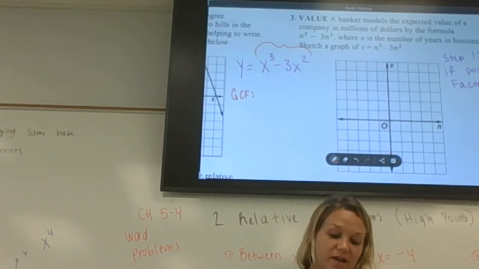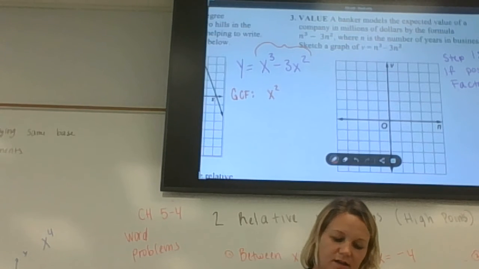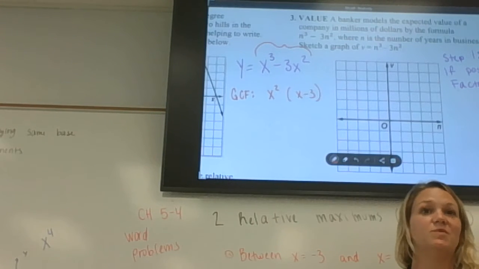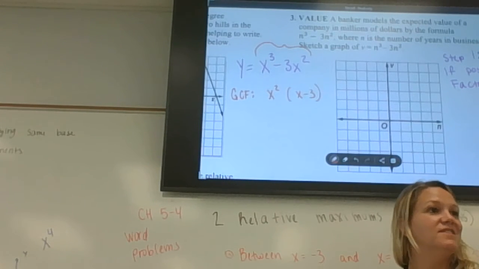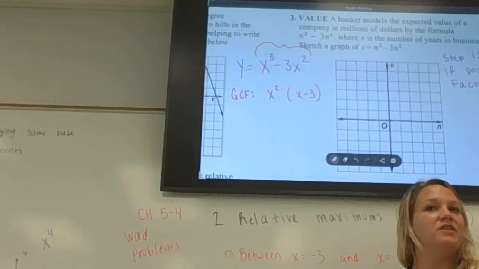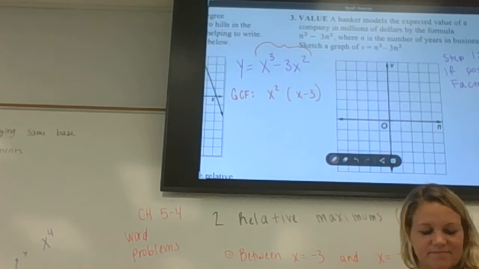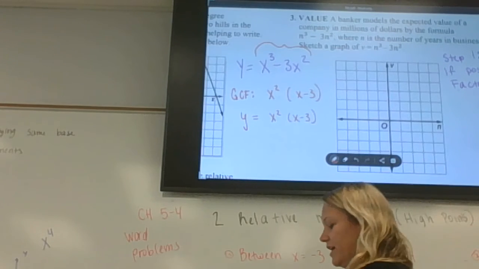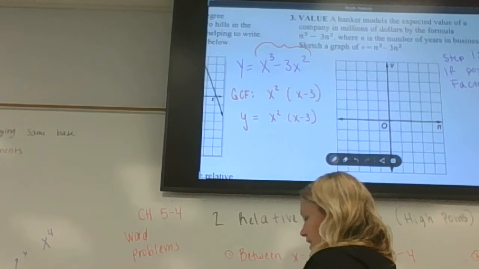So this has a greatest common factor. They both divide by x squared. You take an x squared out, and that's the rewritten form. You good? You guys know that? Probably didn't do much factoring over break, huh? It's okay. You'll get back into it. Like I said, you factor in every chapter of this curriculum. So this is our factored form: x squared, x minus 3.